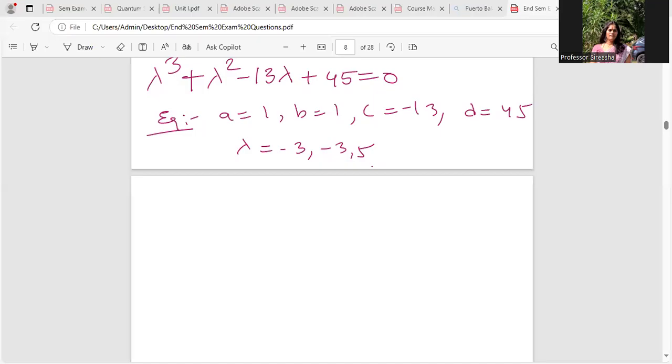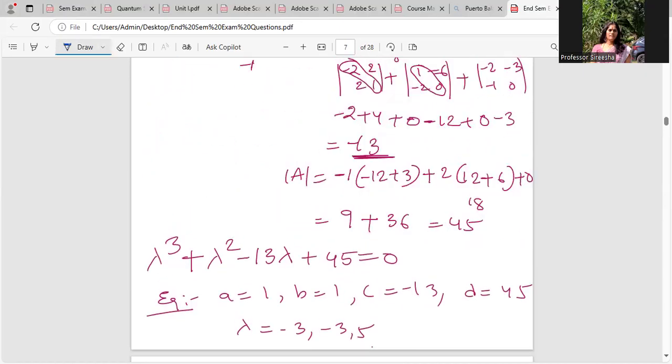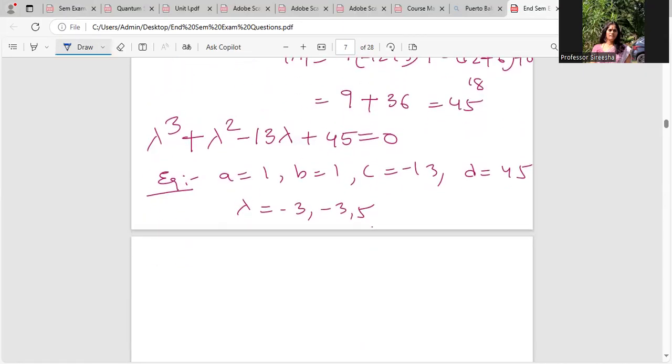Okay. So coming to eigenvalues, we'll be finding eigenvalues using the shortcut that I have mentioned in the previous video. Then how do I find eigenvectors for the corresponding eigenvalues? How do I find the eigenvectors? I'll just show you how to find eigenvectors.